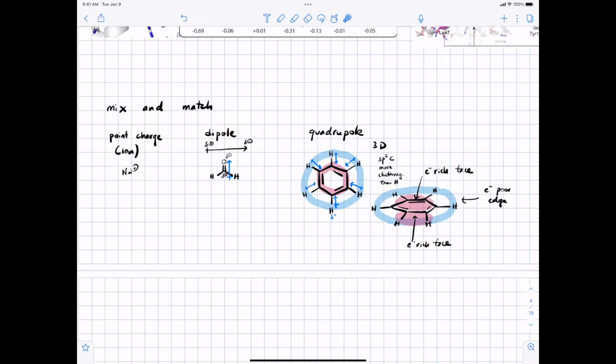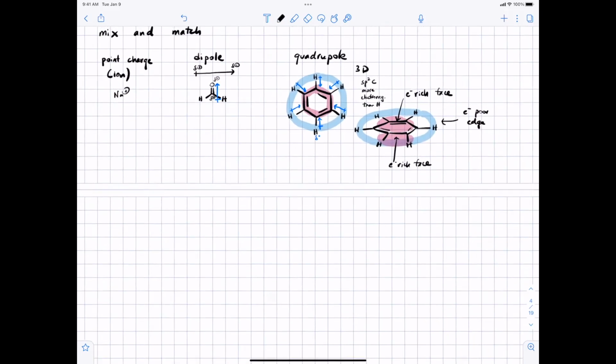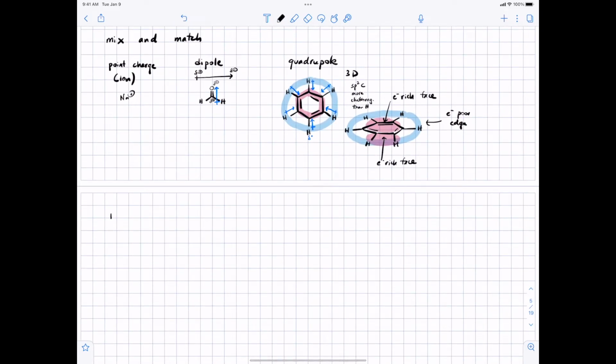the distance dependence changes, right? So we might say, if we're going to mix and match these, the ion-ion interaction, because they're points, the strength of the interaction only depends on 1/r, the distance between the two charges. If you've got an ion-dipole interaction, then distance and orientation does matter.